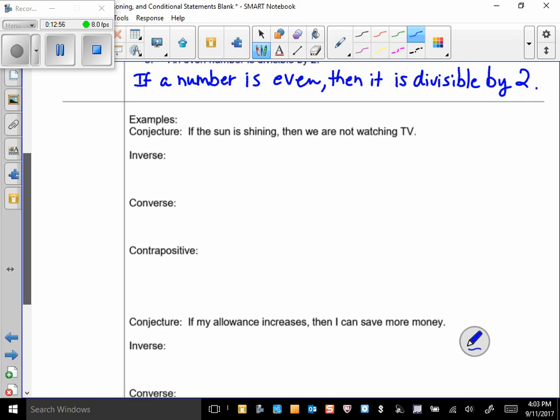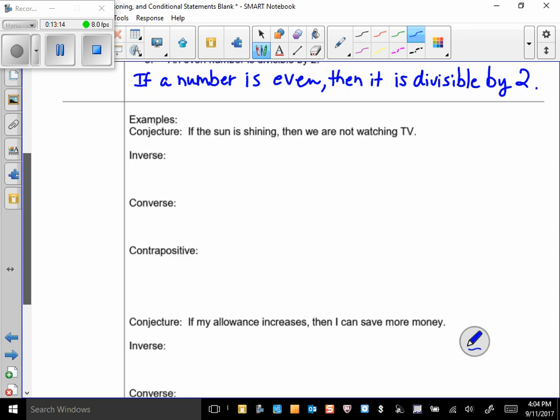Okay, some different types of examples. We have a conjecture that says if the sun is shining, then we are not watching TV. Remember what a conjecture is? It's a conditional statement made using inductive reasoning by patterns.